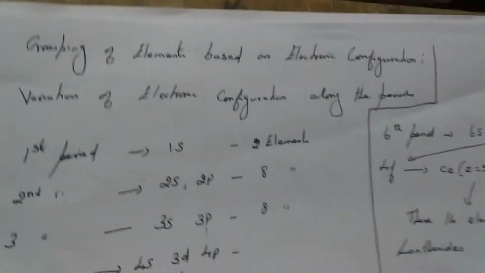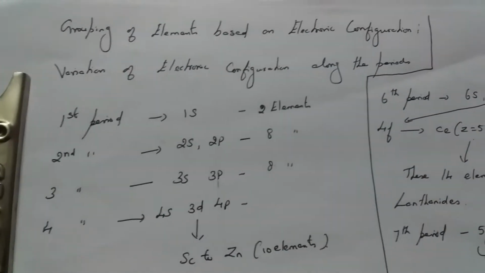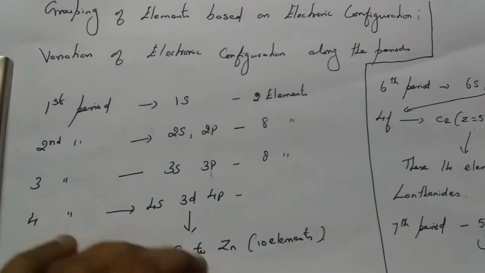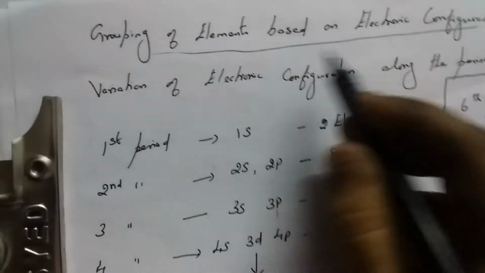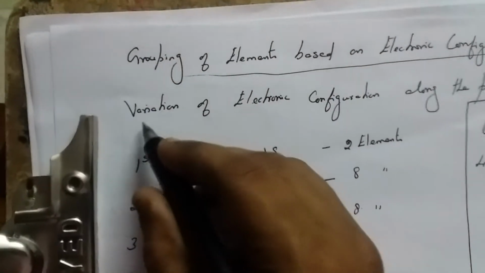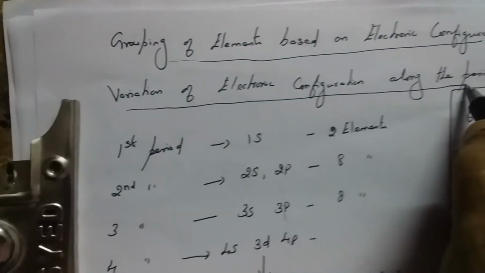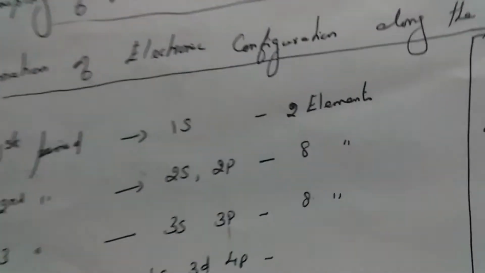Dear students, now I am going to explain grouping of elements based on the electronic configuration. First we are going to see the variation of electronic configuration along the period.